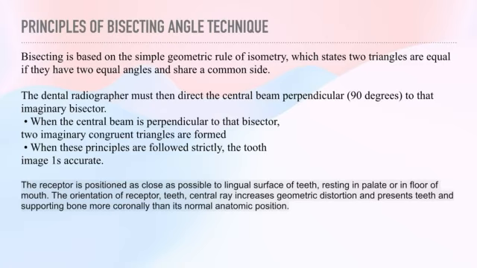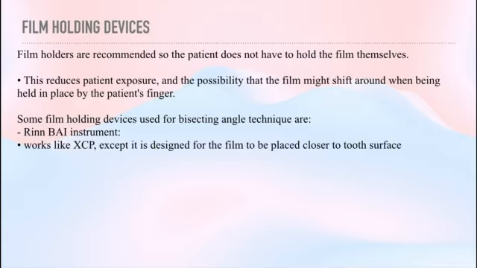Then, film holding devices. Film holders are recommended so that the patient does not have to hold the film themselves. This reduces the patient's exposure and the possibility that the film might shift around when being held in place by the patient's finger. One film holding device used for the bisecting angle technique is the RINN BAI instrument. It works like the XCP, except it is designed for the film to be placed closer to the tooth surfaces.